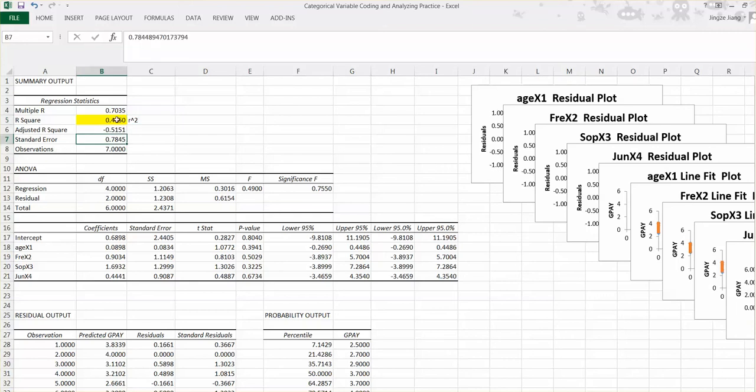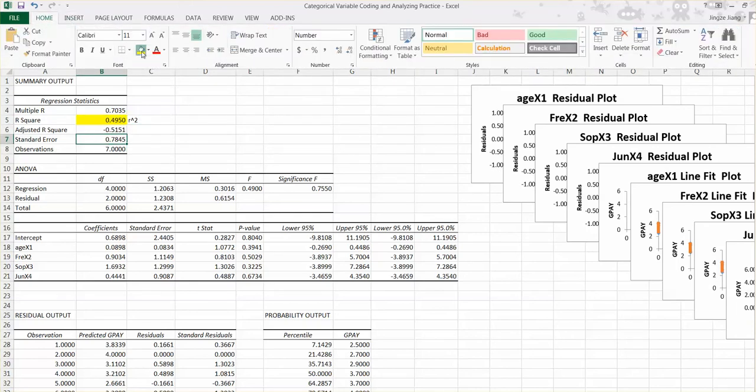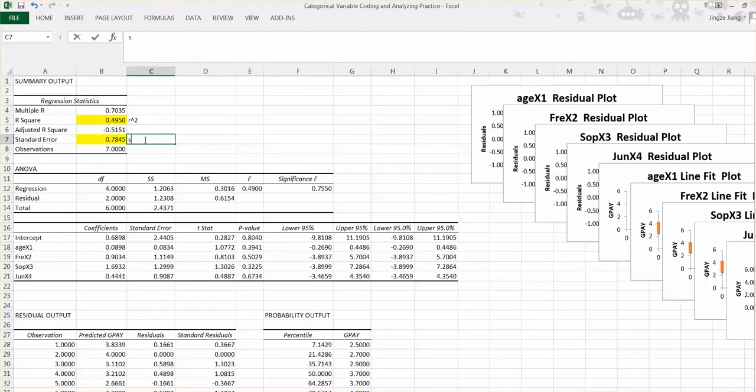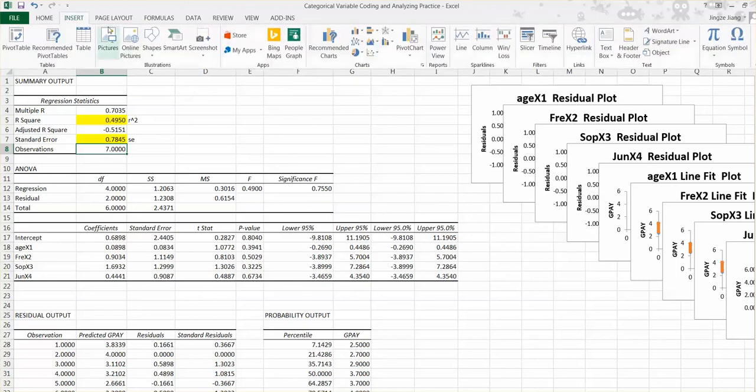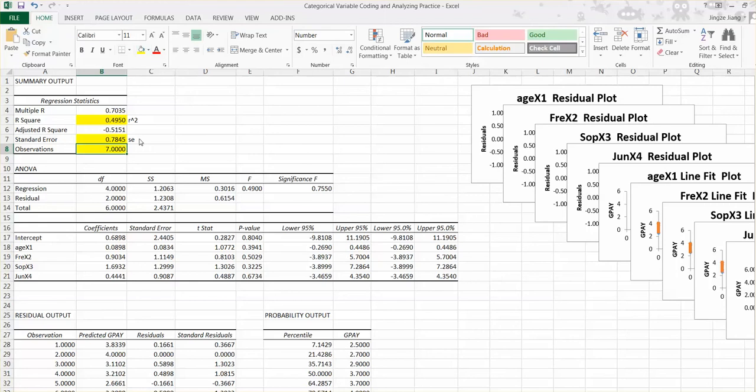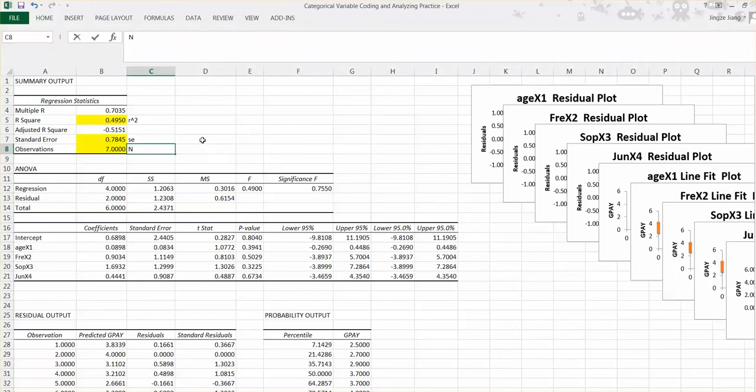And the standard error. The standard error is the SE we use when calculating the confidence interval or prediction interval for the mean of Y and the individual Y. We will use the standard error behind our T statistics. And the number of observations is obviously our sample size N. That is what we should use from the first part of the Excel output, regression statistics. Now let's look at the ANOVA table.